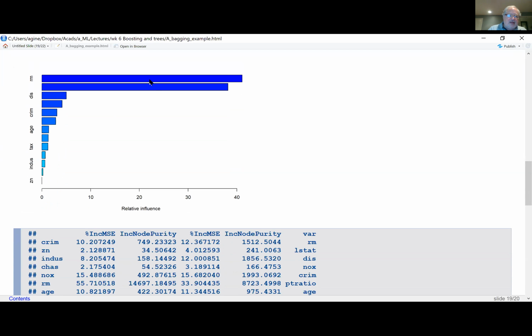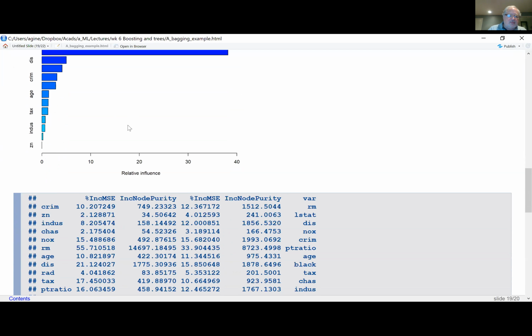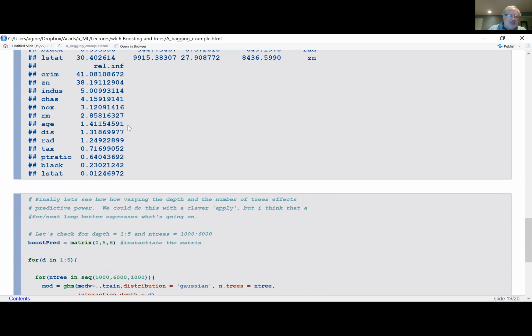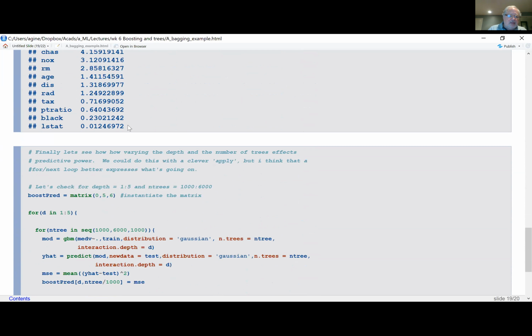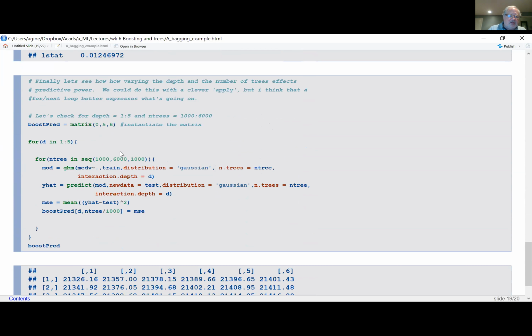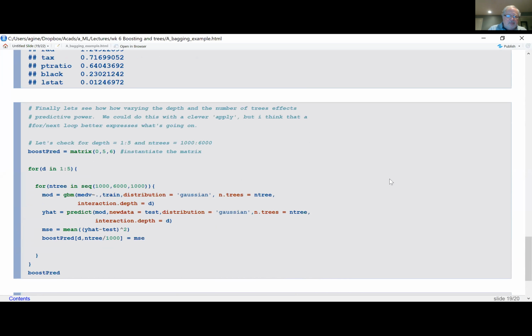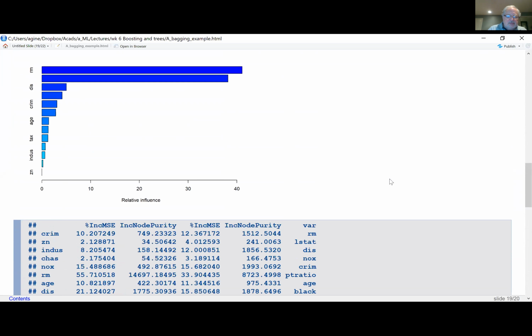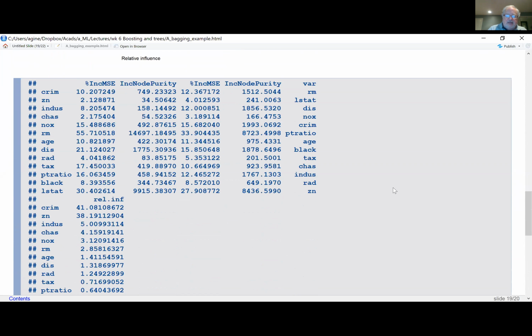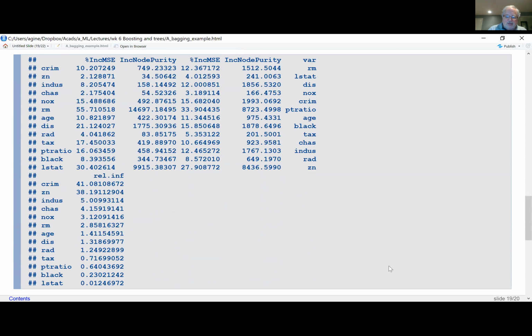But it does still say that room is the most important one, the number of rooms. Okay. I did a test on a bunch of them. For some reason, I don't seem to have computed the MSE of the gradient boosting, but maybe I can do that very quickly. It does improve. Hold on a second.